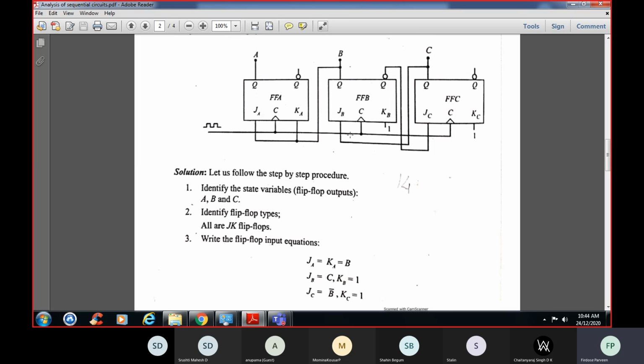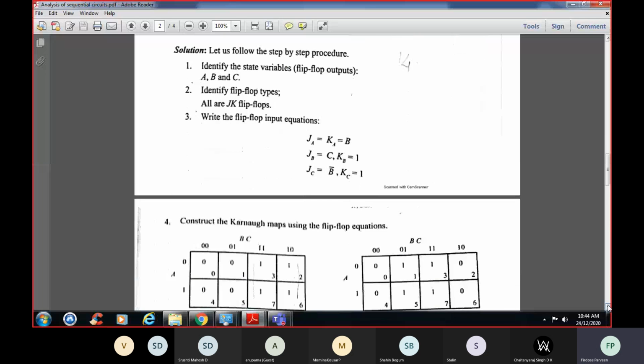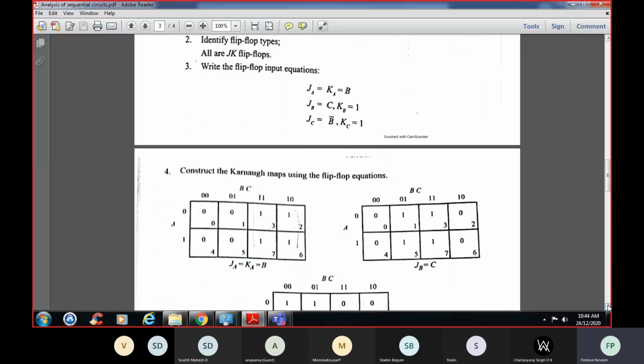Okay. So next, what are JB and KB? KB is different. So JB is equal to C. And KB is equal to 1 and KC is equal to 1. Okay. So what is JC? JC is nothing but B bar. If this is B, what will this one be? This is B bar. So JC is connected to Q of the second flip-flop, that is nothing but B bar.